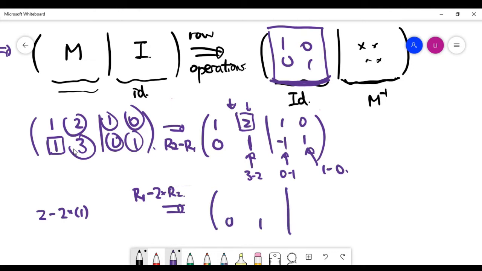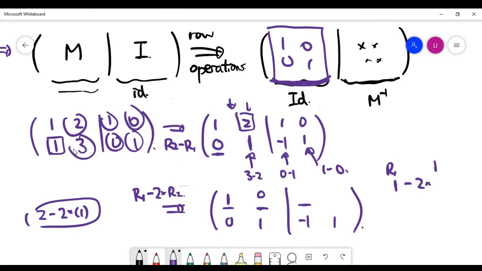So I will leave row 2 unchanged, but now I'm updating row 1. The first number is unchanged because it is 0, so you're not changing anything when you do the row operations. This number is going to be 0, as we did here. And this number is row 1 minus 2 times row 2, which is minus 1, so it's 1 plus 2, which is 3, right? And this number is going to be row 1, which is 0, minus 2 times 1, so it's going to be minus 2.